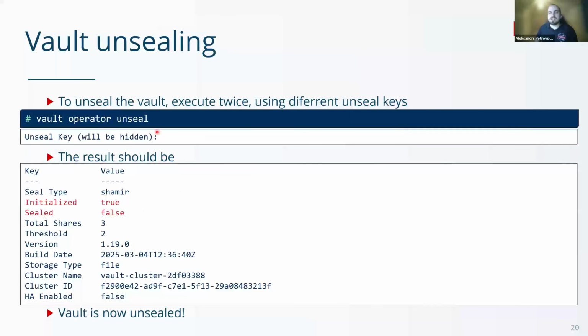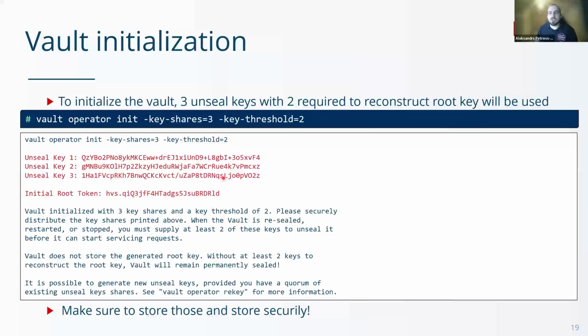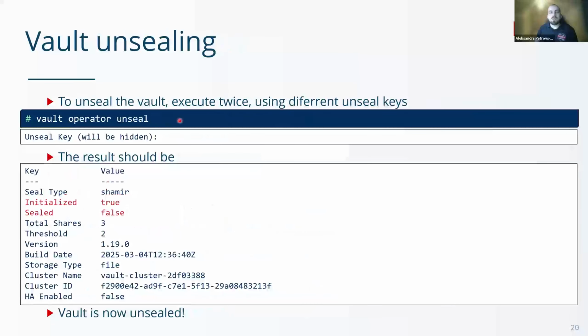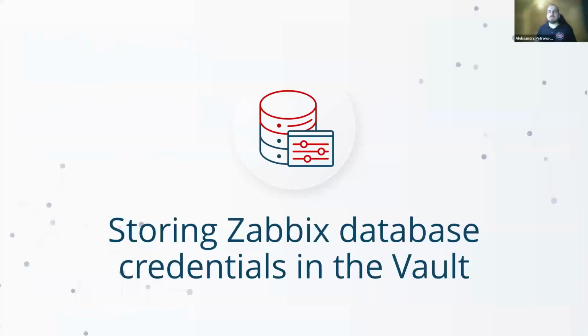So I still need to unseal the vault, and we specify the command vault operator unseal, and Vault will request one of those 3 keys we just generated. Right, and we will need to provide at least 2 different keys. So this command must be executed twice with different keys. And after that, the vault will finally be initialized and not sealed. So you can see sealed is false now. So now I can do the configuration. Now I can work with the vault. Now I can make some changes.